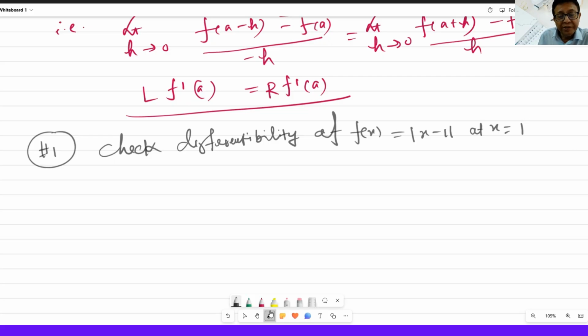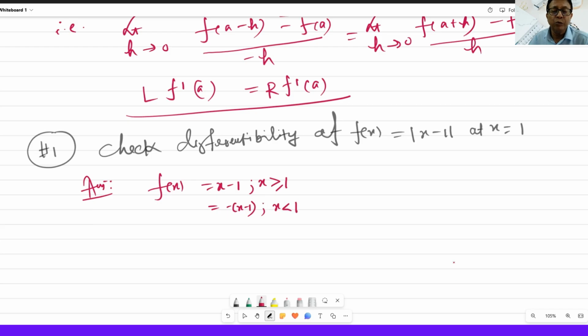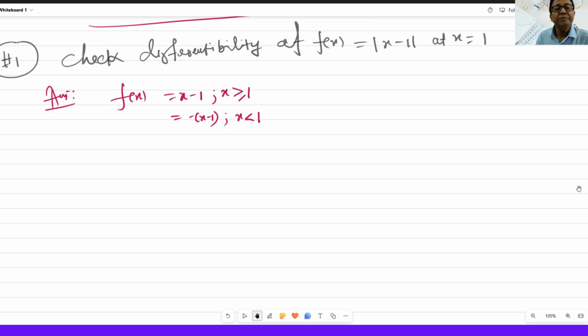Before doing it, we need to define the function. So you write f(x) is x minus 1 for x greater than or equal to 1, and minus of x minus 1 for x less than 1. Okay. This is the definition of mod x minus 1. You are going to check differentiability at x equal to 1.